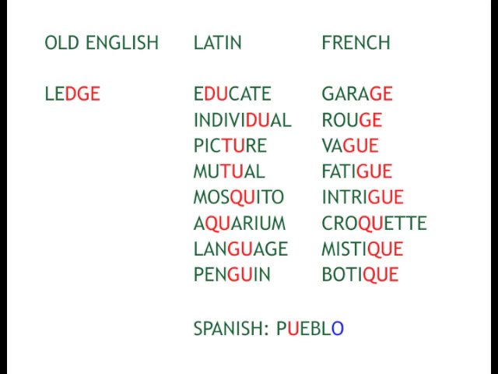In words of Latin origin, T can combine with the Y sound of U to make a different sound. Chia, picture, mutual. A similar thing happens with a G combining with a U sound in language and penguin. This also happens in some Spanish words like pueblo.